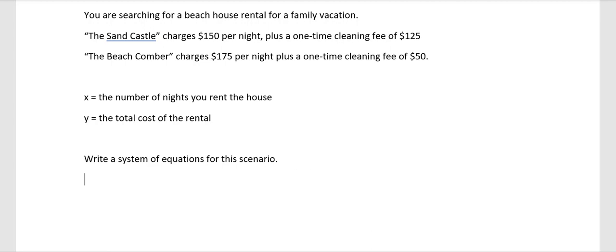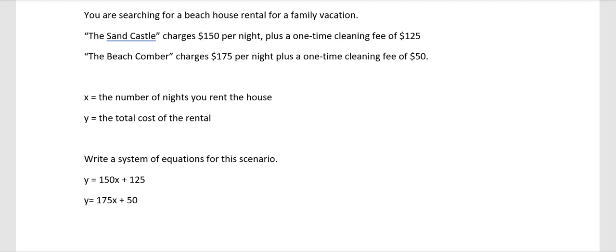I'll start with thinking about the Sand Castle. If I wanted to come up with the total cost of the rental at the Sand Castle, it would be to take the 150 and multiply by the number of nights. So if you stayed 2 nights, it would be 150 times 2. But then you've got to add that cleaning fee of $125. The Beachcomber is a similar structure. I would take the nightly cost of 175, multiply it by x, but I'm only adding $50 for the cleaning fee for that one.